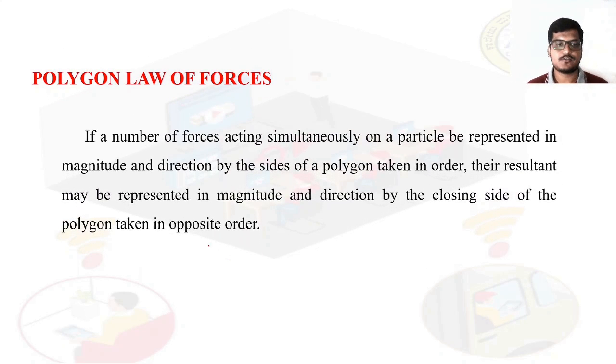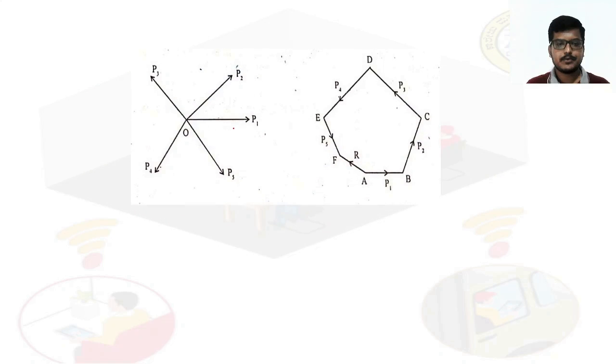So what is this polygon law of forces? If two forces are there, we will surely use the parallelogram law of forces. If more than two, if a number of forces are acting simultaneously on a particle, represented in magnitude and direction by the sides of a polygon taken in order, their resultant may be represented in magnitude and direction by the closing side of the polygon, taken in the opposite order. So see here, P1, P2, P3, P4, P5.